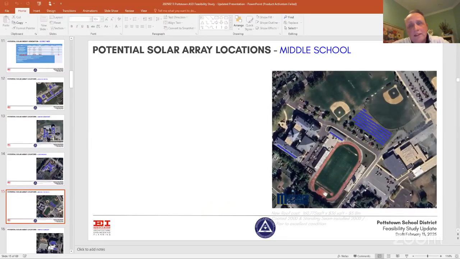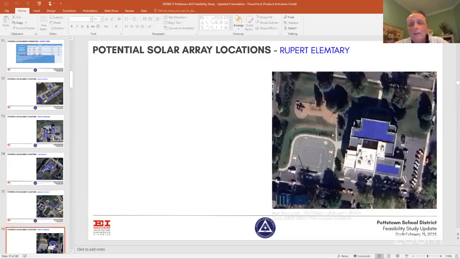Unfortunately, the middle school has a lot of sloped roofs, so we only have one array on this roof here, and then we're looking potentially at a field area here that we can put solar. And this is the same location that we had the geothermal well field here. Again, this is just the concept. This isn't anywhere close to being finalized, but it just gives you an idea of where this can go and what we can do. And then also with Rupert Elementary.